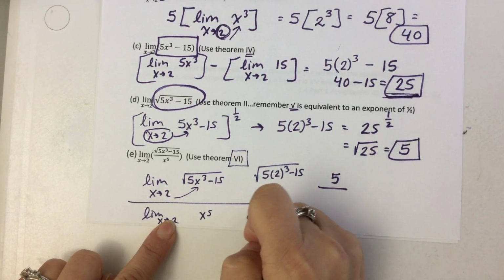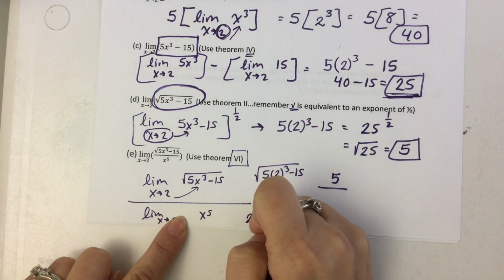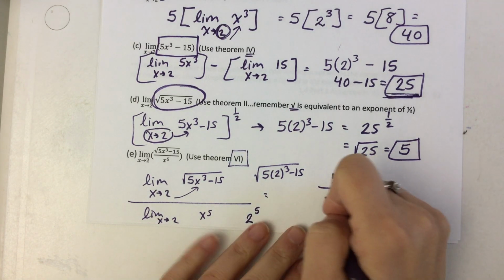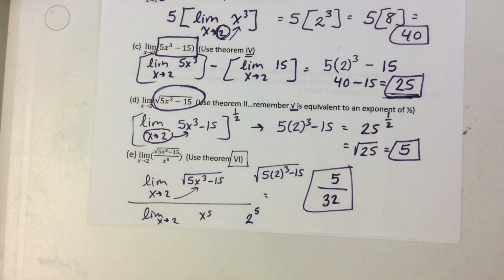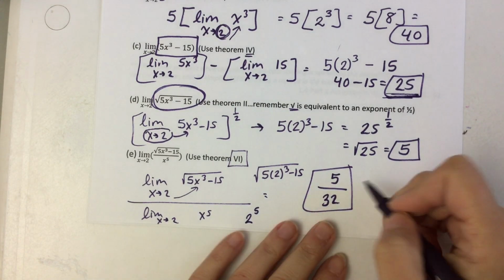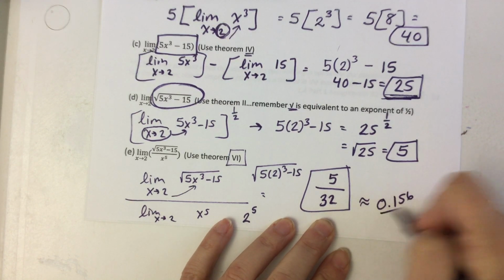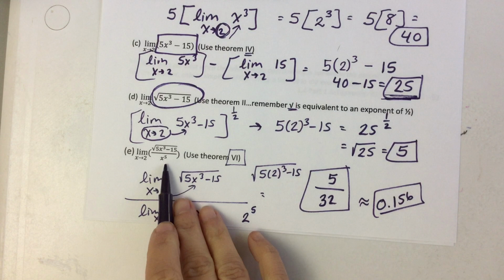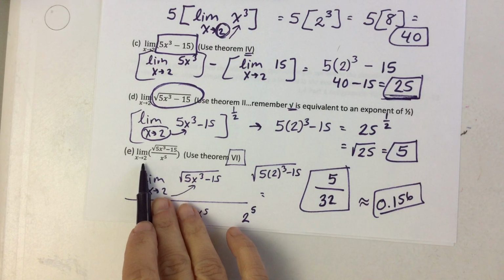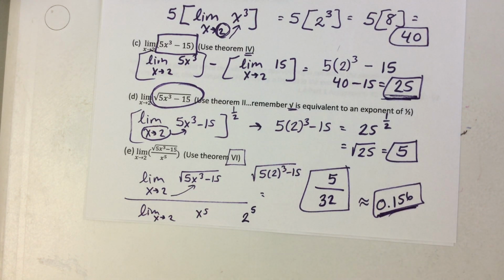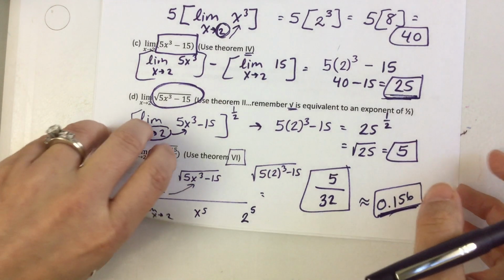Now the limit on the bottom, you replace the x with a 2. 2 to the power of 5. 2 times 2 times 2 times 2 times 2 is 32. So there's your limit. If fractions freak you out, take 5 divided by 32 and you would have 0.156. So as you graph this, as you're going closer and closer to 2 from the left and the right, your y values would be getting really, really, really close to 0.156. That's the value that it's approaching, okay?